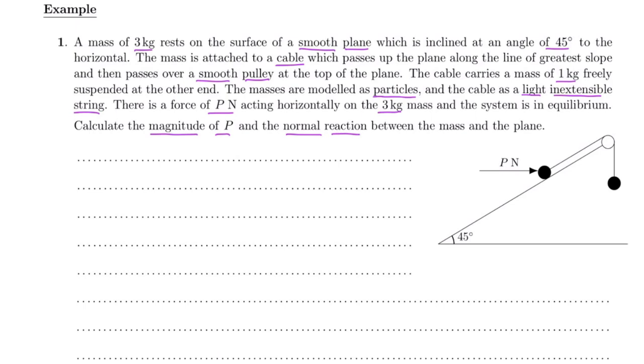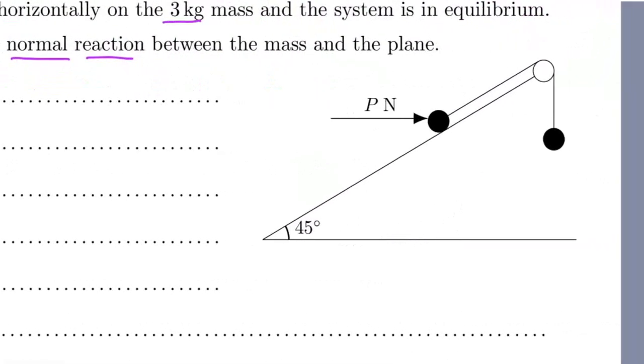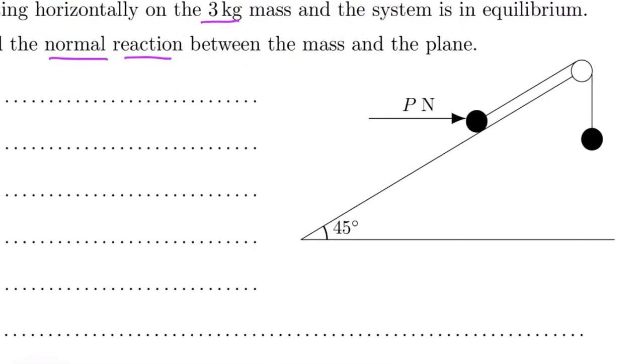So the first thing I'm going to do is put some forces on this diagram. I'm going to put the forces on in red. I'm going to start with the 1 kilogram. So we've got a tension going up, and we have 1g, or just g, coming down. That's the weight. Remember, mass times gravity.